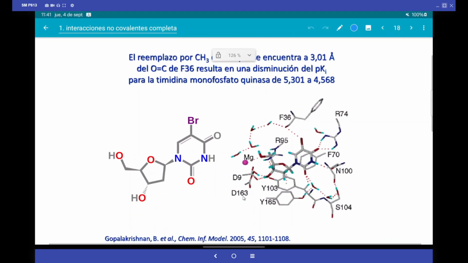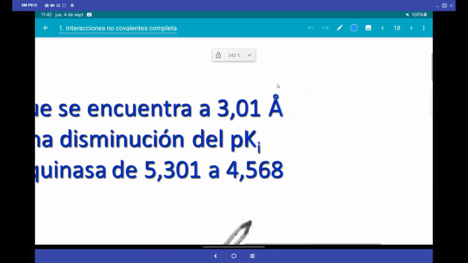Second example. And now here, we begin to deliver some additional quantitative value. They say the replacement by methyl of the bromine in the molecule, which is found at 3 angstroms from the carbonyl of F, that is, phenylalanine at the amino acid level, results in a decrease in pKi for the thymidine monophosphate inhibitor, an enzymatic inhibitor, an antiviral in this case. And the distance here is what I am interested in.